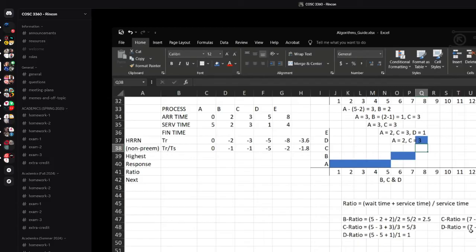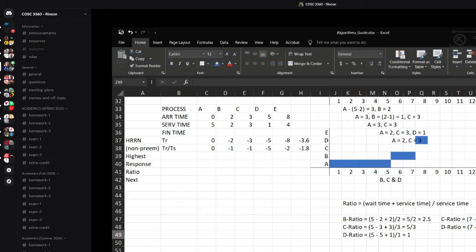So we need to calculate between C and E to compare which one has the higher ratio. So C ratio is going to equal the current time, which is 8, minus the arrival time, which is 3, plus 3, divided by 3, which is equal to 8 divided by 3. And the E ratio is going to be, the arrival time is 8, right? So 8 minus 8, plus service time, which is just 4, and then divided by 4. So this will get you 1.